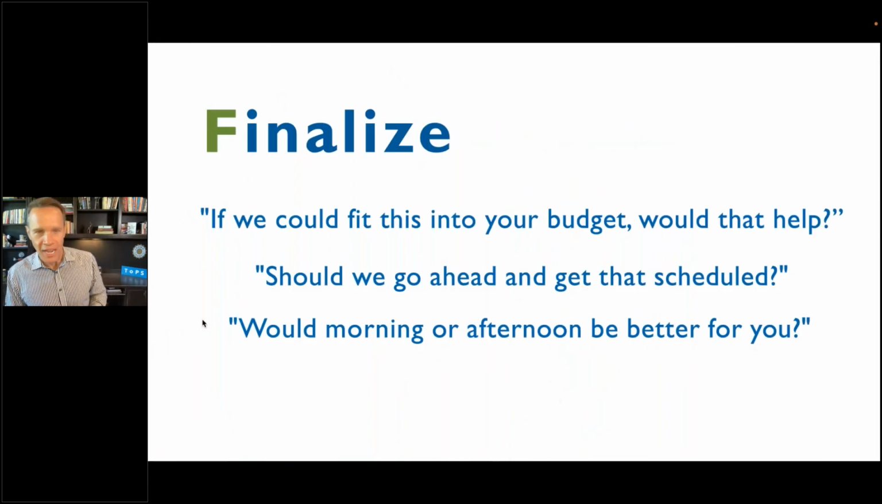All right, so then finally, we're going to finalize. So begin with the benefit, review the plan, introduce the fee, explore concerns, and then finalize the plan. So Steve, if we could fit this into your budget, would that make sense? Should we go ahead and get that scheduled? Would morning or afternoon be better for you? We're going to get the yes, so then we can finalize the schedule, get this financial arrangement signed off, and on we go. All right, so that's the brief formula.